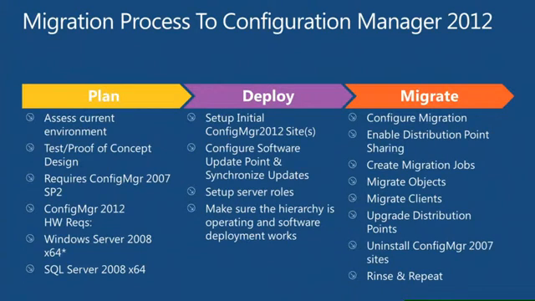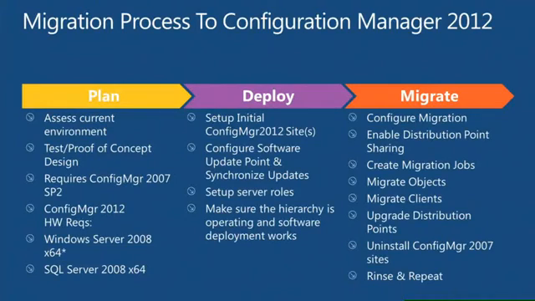You can go ahead and enable distribution point sharing. So again, once you've set up your migration job and started migrating objects and bringing new Configuration Manager 2012 clients on board, you can enable that distribution point sharing so that you can leverage that content out there. Again, we don't want everyone to go out and put double distribution points in every location just so you can get content.